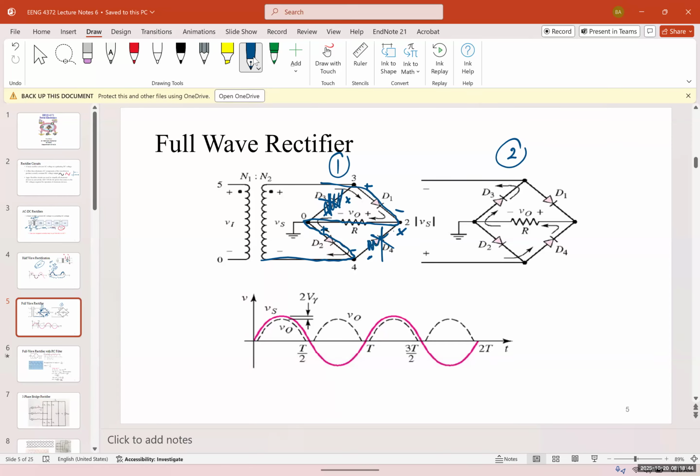This is for the positive cycle. When we get to the negative cycle, what happens is now this becomes positive and this upper one is negative, and because this is positive and this is negative, this is going to conduct. Again, this is negative and this is positive, so this is going to conduct, but since this is negative, this is going to be disconnected, and since here is negative, we have this one disconnected.